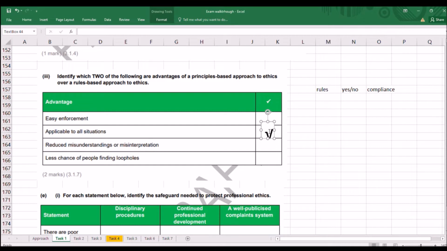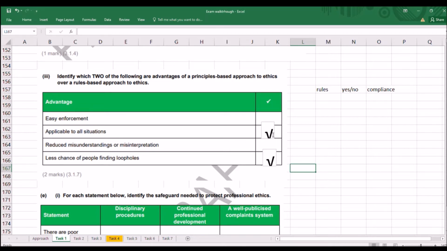Applicable to all situations, yes, that's the whole point of an ethics-based approach. It is applicable to all situations. As a professional, you are to consider your ethical position in there, whatever situation it's going to be in. Reduced misunderstandings or misinterpretations, no, that's a rules-based approach, back to this yes no, did you break it, did you not break it. So less chance of people finding loopholes, though, is the advantage of the ethics side, because it covers all things, whereas on the rules-based approach, we're going to find the loopholes and jump through them if you wanted to make a bit more money or whatever, and that was what was driving you.